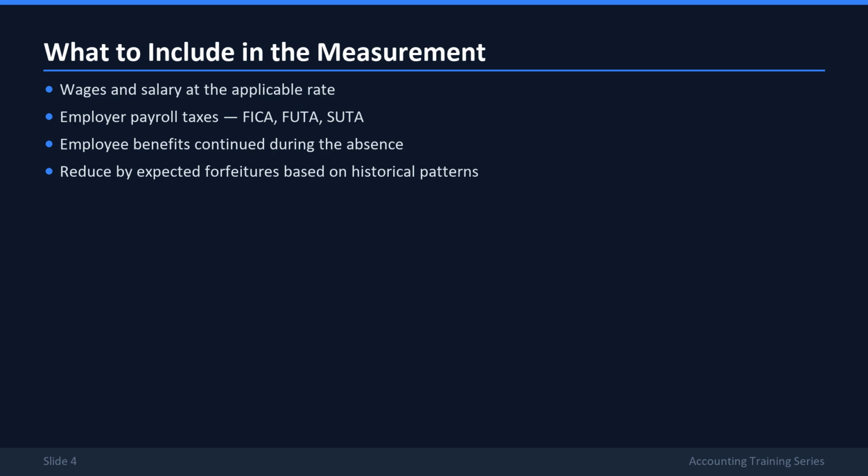The measurement of the compensated absence liability must include several cost elements beyond just the employee's base wages. Employer payroll taxes, including the employer's share of FICA, FUTA, and SUTA, must be included because they represent a real cost the employer will incur when the compensation is paid. If employee benefits such as health insurance continue during the absence period, those costs are also included. The gross liability is then reduced by expected forfeitures, which is the portion of accrued balances that historical experience suggests employees will not take or receive as a payout.